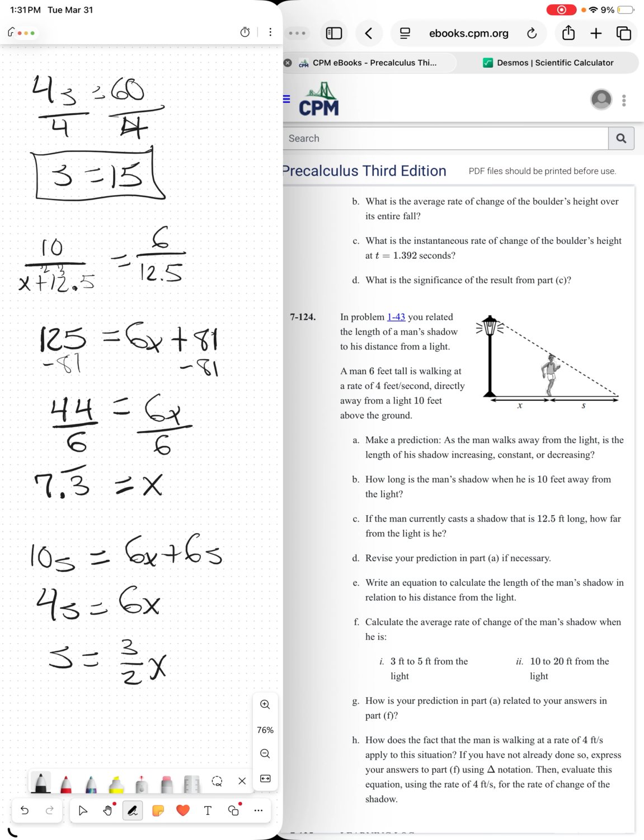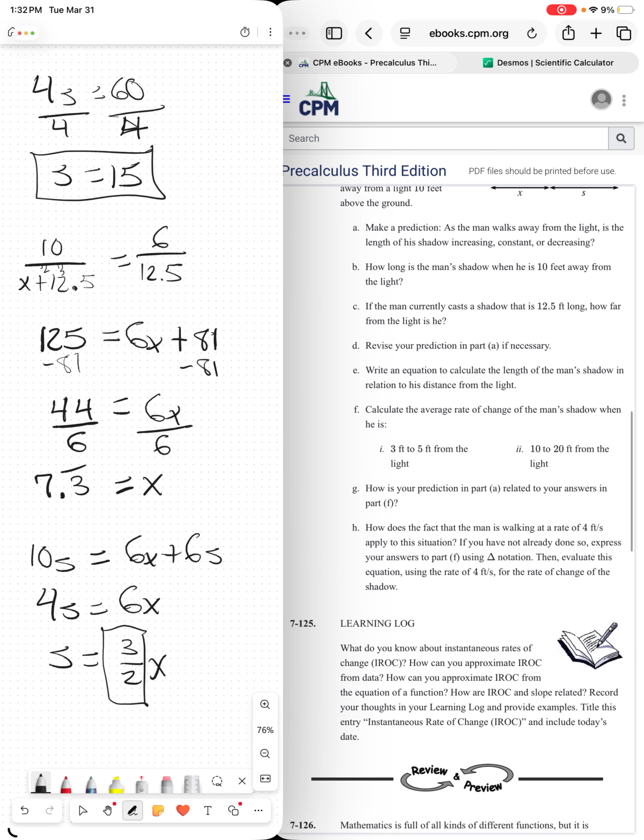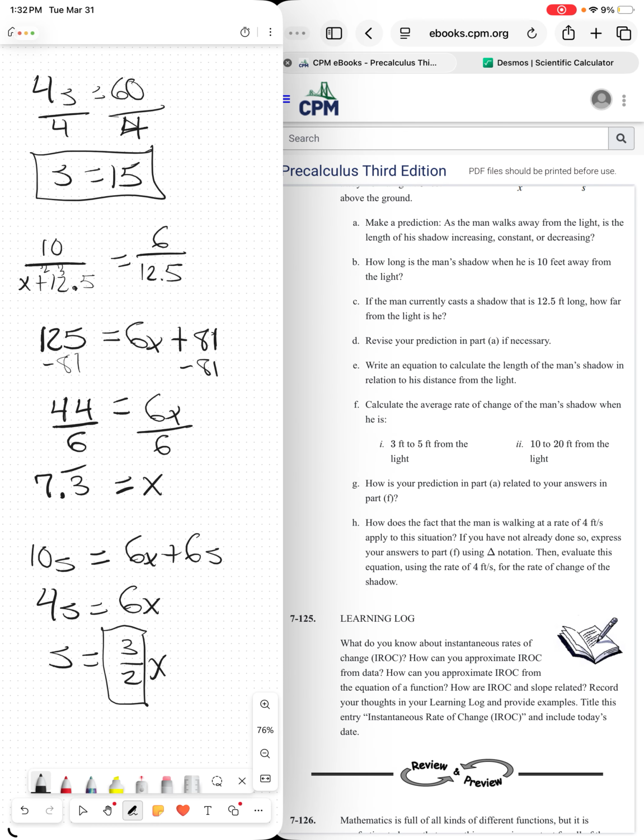Calculate the average rate of change of the man's shadow. It's linear. How does the fact that the man is walking at a rate apply to this situation? It doesn't. It doesn't matter how fast he is walking. Okay? Cool. Learner log.